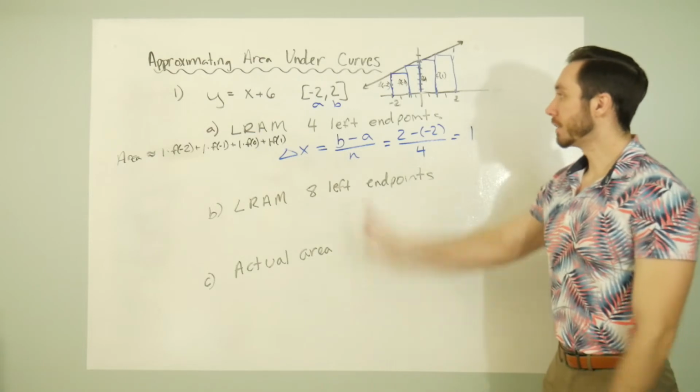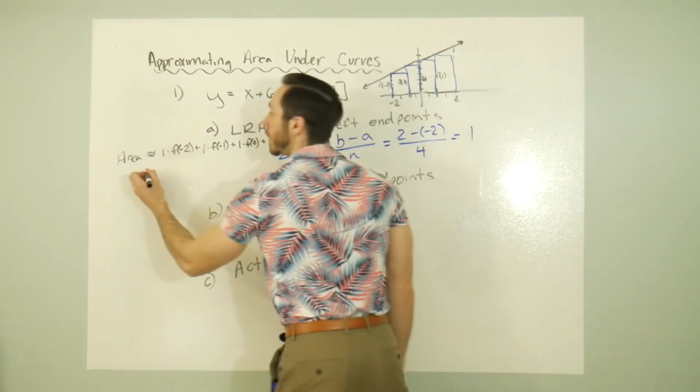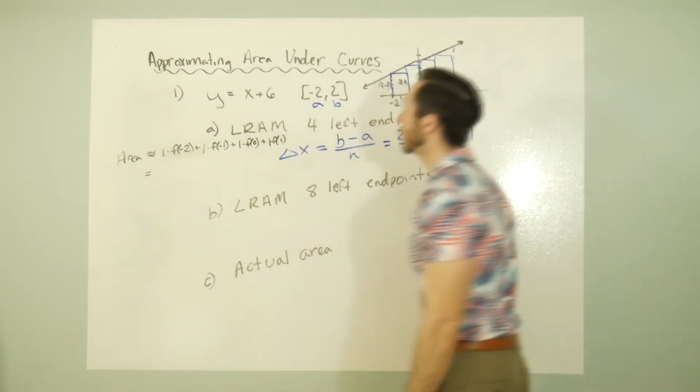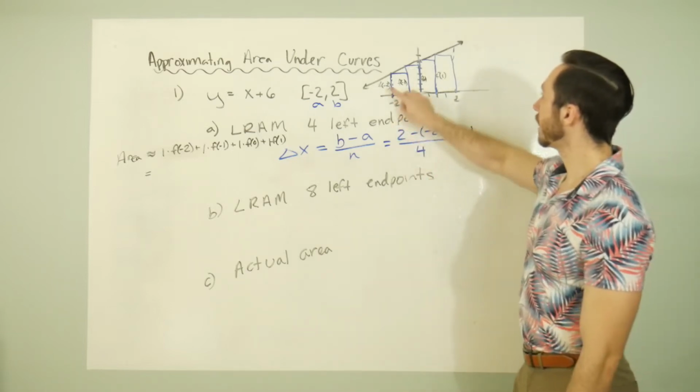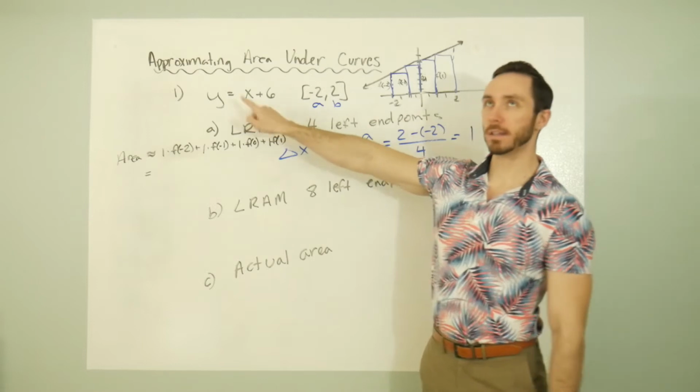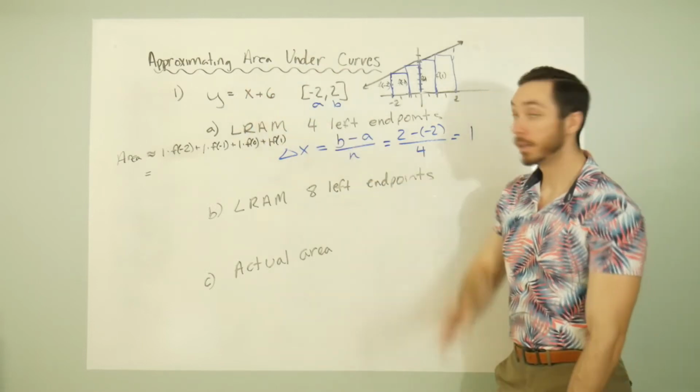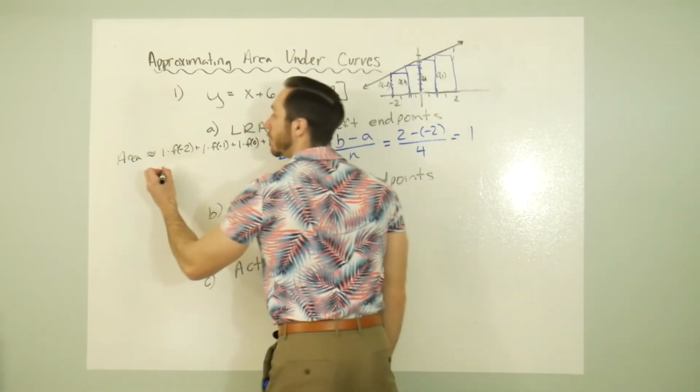Alright, so I have to actually find all these now. So I'll say that this sum is now equal to the following. F of negative 2, if I take a negative 2 and I plug it into this thing, what shoots out? What's the y value? That should be a 4. So it's going to be 1 times 4.